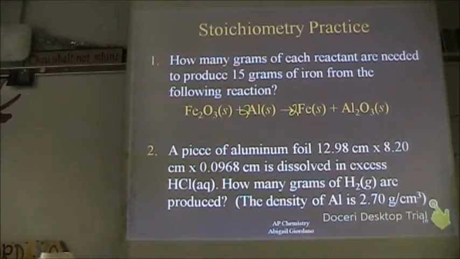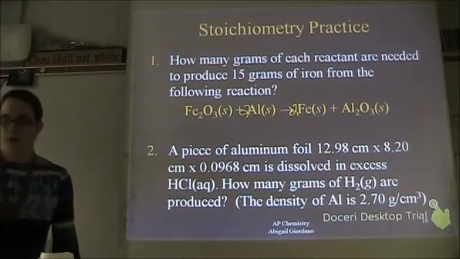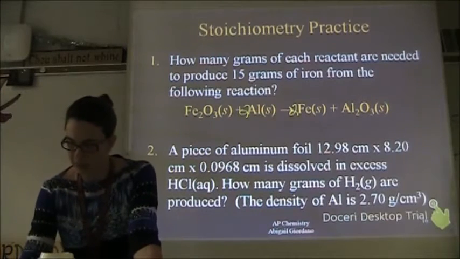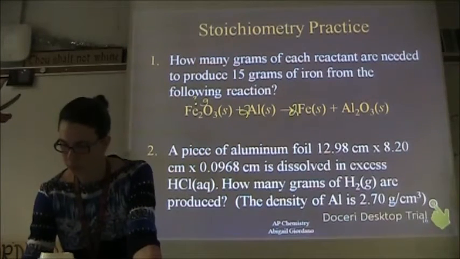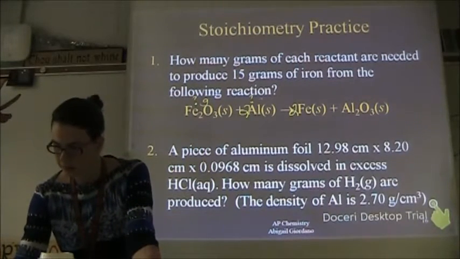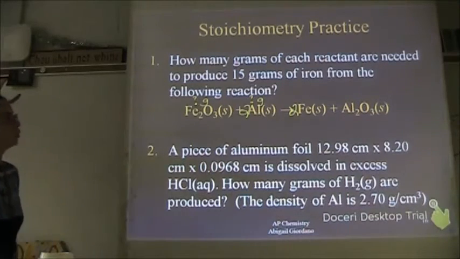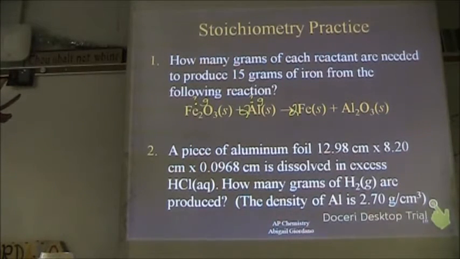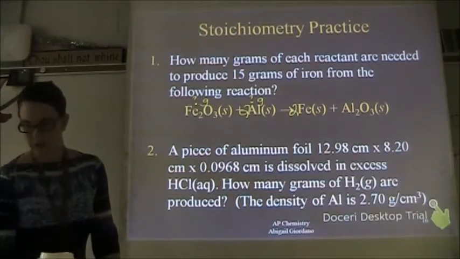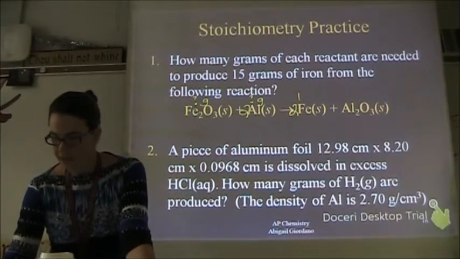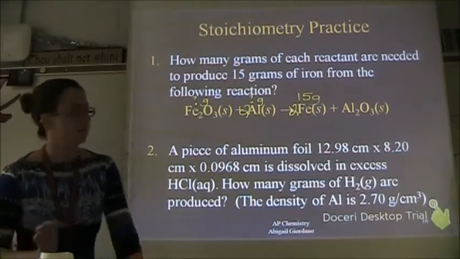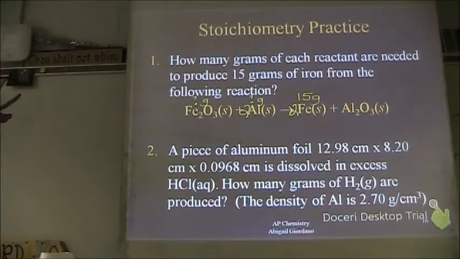Now let's read the problem. It says, how many grams of each reactant? So I'm just going to come in here and put little question marks. Grams of each reactant are needed to produce 15 grams of iron from the following reaction. All right, so this is actually 2 calculations within one problem.